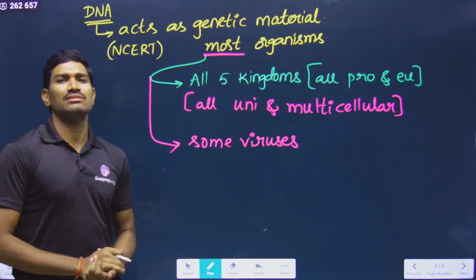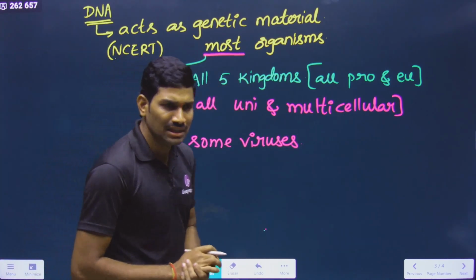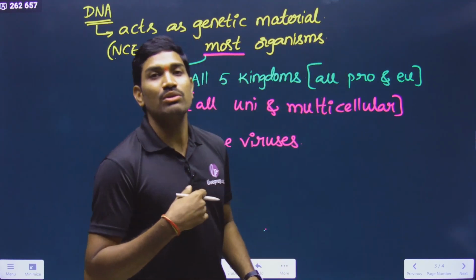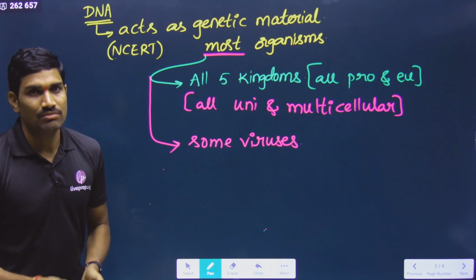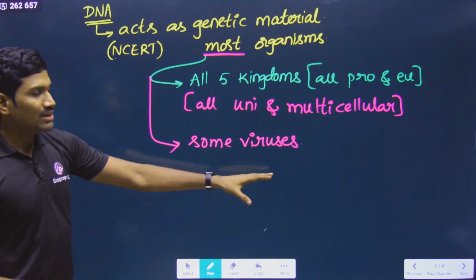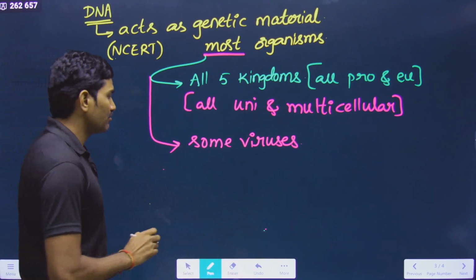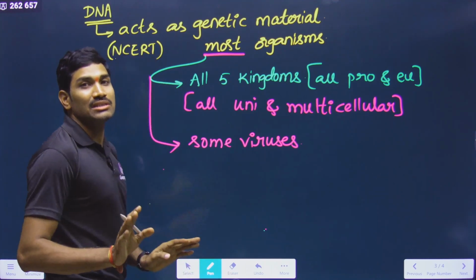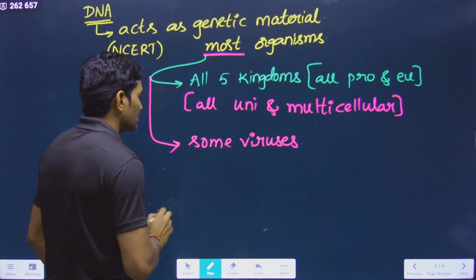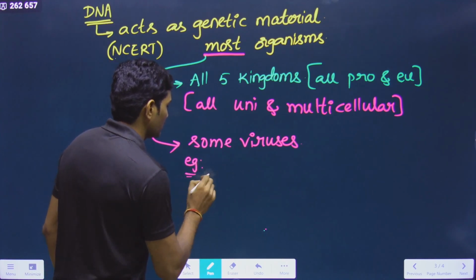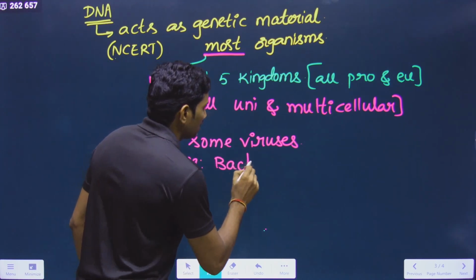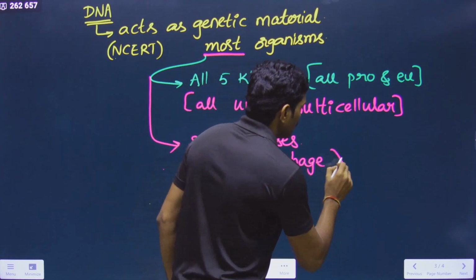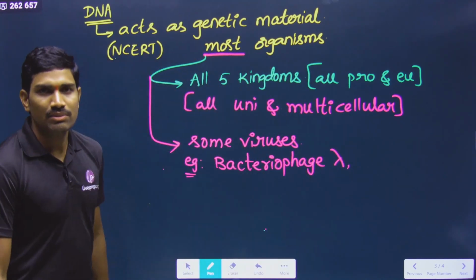Now what type of viruses? There is a huge number of viruses present, but what is the compulsory example that we need to remember for the NEET examination? Please observe this very carefully. So what is the compulsory example here? In the NCERT, in this chapter itself, we are studying some examples. What are those viruses? First one, Bacteriophage lambda. This is one important example that we need to understand.